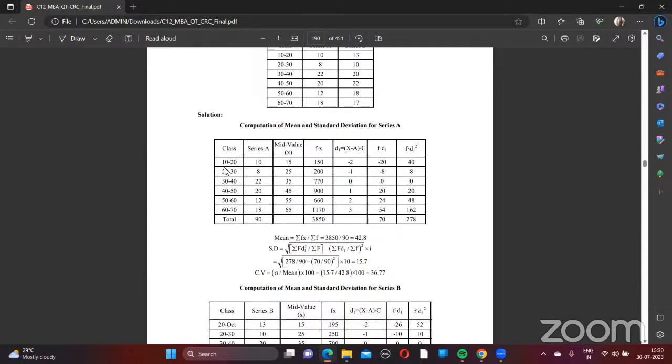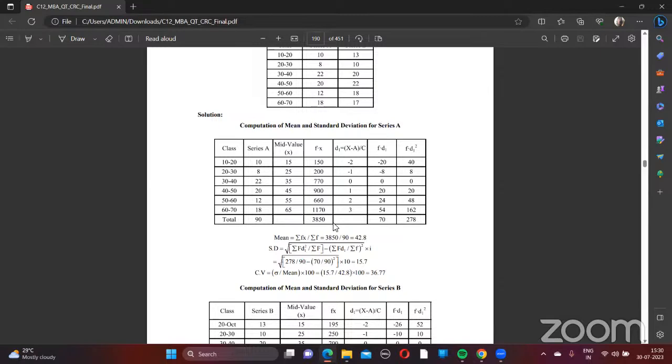What is C? C is nothing but the class interval difference. The difference of class interval is how much? 10 to 20 means 10 is the difference. So minus 20 divided by 10 gives you minus 2, because x is less and the assumed mean is more. Then minus 1, and when we come to exactly 35, 35 minus 35 is 0, then plus 1, plus 2, plus 3.